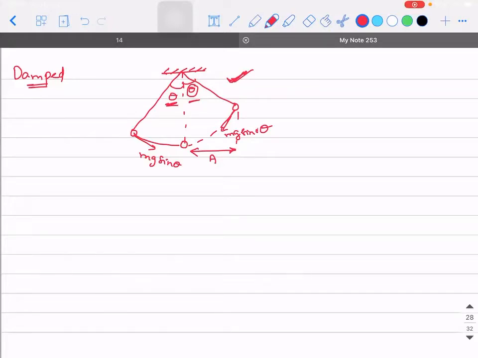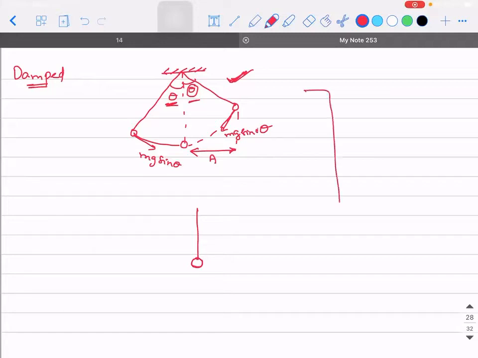No, sir. Theta will reduce to 0, and at a particular point the restoring force will also be 0. After a particular time, let's say 2 hours, it will exactly come to its equilibrium position and stop. It will be still and not oscillating anymore.